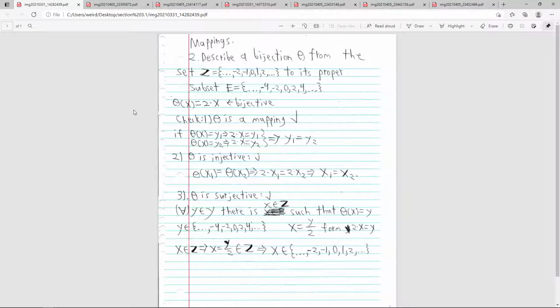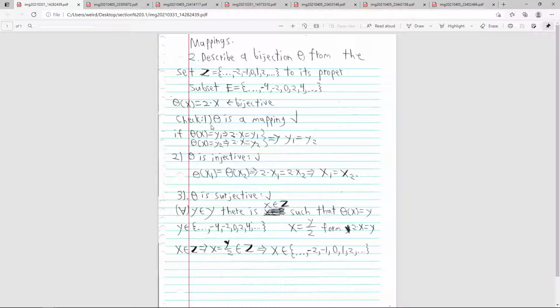Okay, so mappings. The first point is to describe a bijection theta from the set Z, the set of integers, to its proper subset E, which is described as the multiples of 2 of each integer. So I pick theta of x equals 2 times x as our function, which is bijective, and I show this.